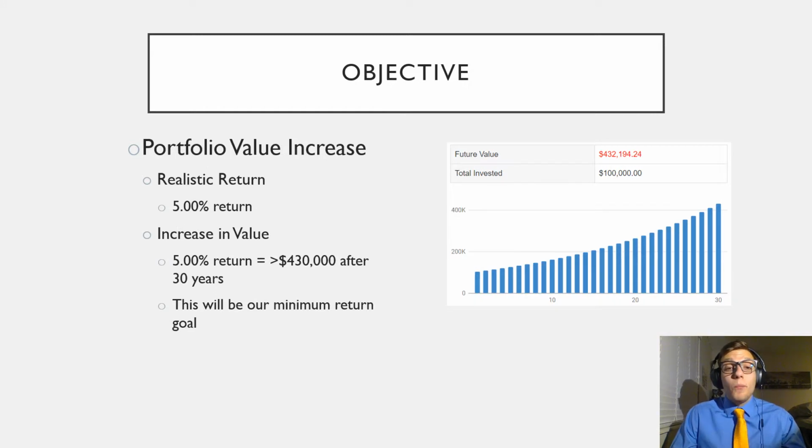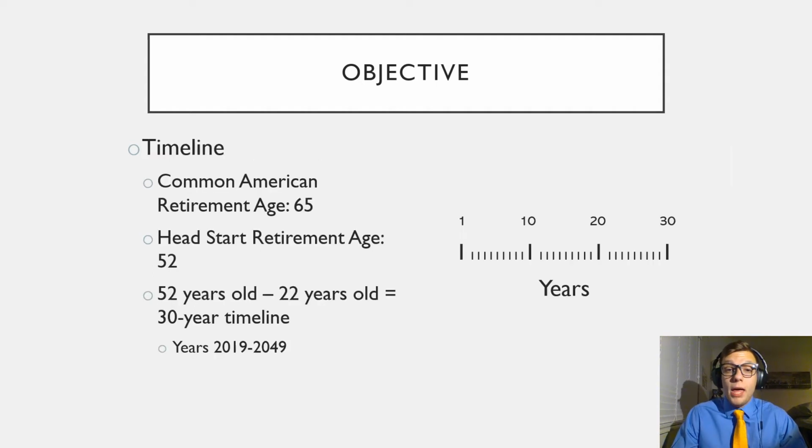With that, I have a need for a portfolio value increase. I'm looking for something that is realistic. I need something that I'm able to do year over year until my retirement goal. And looking at that, if I get a 5% return on my investment, that equals over $430,000 after 30 years. This will be our minimum return goal.